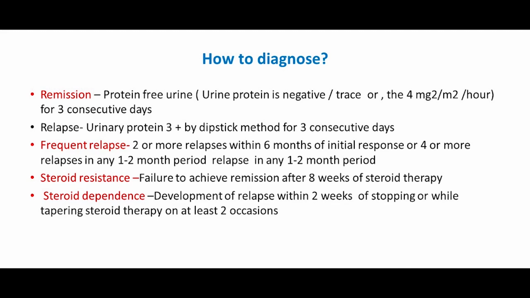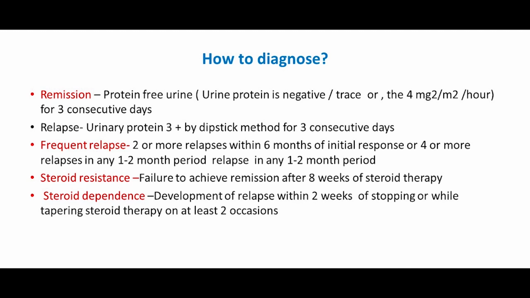Then what do you mean by frequent relapse? Two or more relapses within 6 months of initial response, or 4 or more relapses in any 12 month period, then it is called frequent relapse. The one more term is steroid resistance. Failure to achieve remission after 8 weeks of steroid therapy is called steroid resistance.